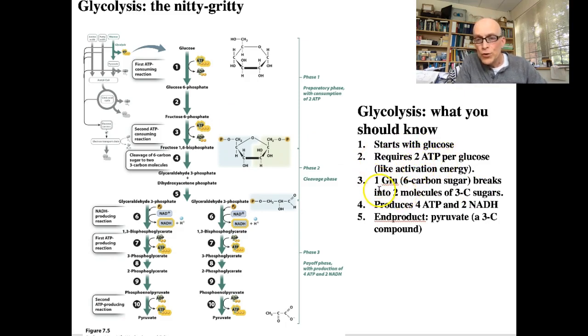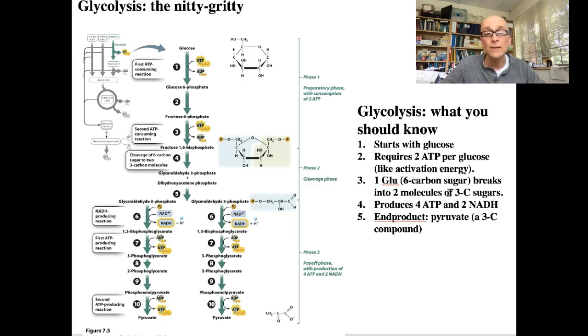Then what you also should know about this process is that one glucose molecule, which has 6 carbons, 1, 2, 3, 4, 5, 6, a 6-carbon sugar, breaks into 2 molecules of 3-carbon sugars. So 2 3-carbon sugars, it's still 6 carbons. We haven't lost any carbons at this point. We've just broken some bonds.